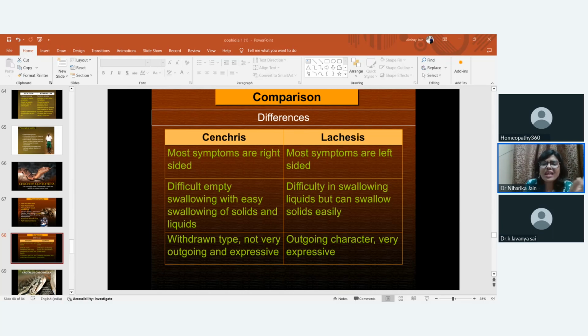Cenchris is a withdrawn type, not a very outgoing and expressive person, but Lachesis has an outgoing character, very, very expressive. If you see the Lachesis personality, everyone knows it is a very common Ophidia group remedy.